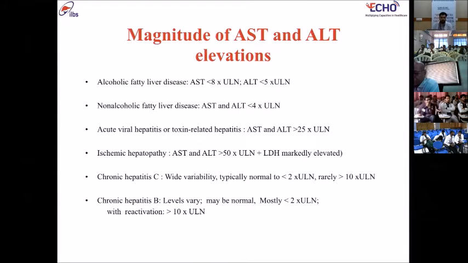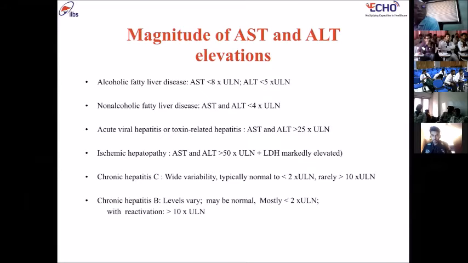Hepatitis B and C, usually in chronic hepatitis and with low DNA, usually cause less than 2 times the upper limit of normal. With the reactivation of hepatitis B, or underlying super-infection with hepatitis D, or co-infection with hepatitis B, or reactivation can cause elevation of ALT by up to 10 times.